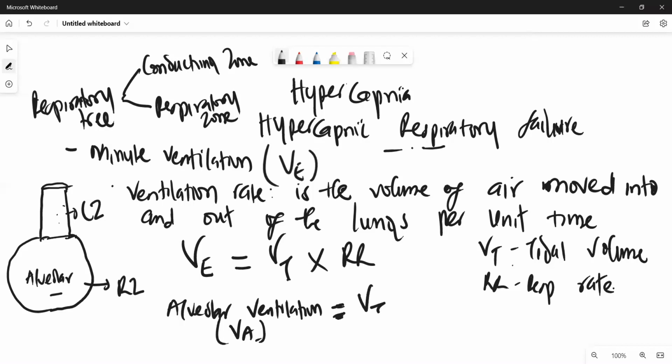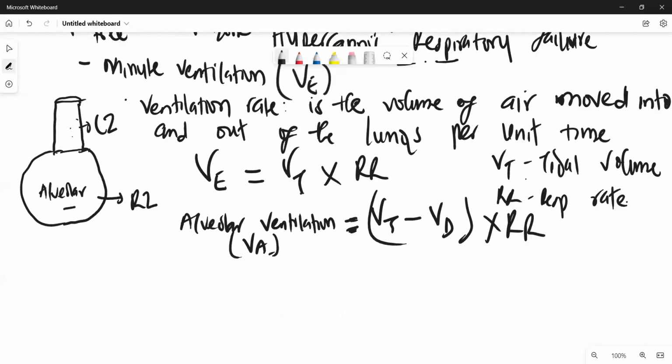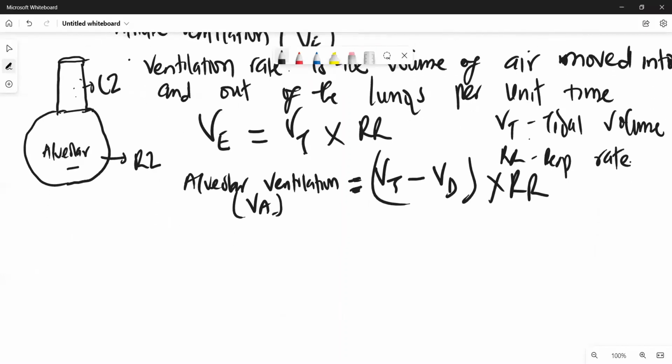So the tidal volume minus VD, which is dead space, multiplied by the respiratory rate, will give us the alveolar ventilation. So alveolar ventilation is going to be equal to tidal volume minus dead space multiplied by respiratory rate. So that will be our alveolar ventilation, right?